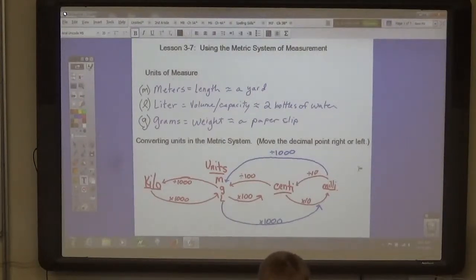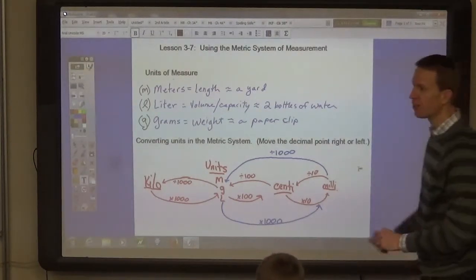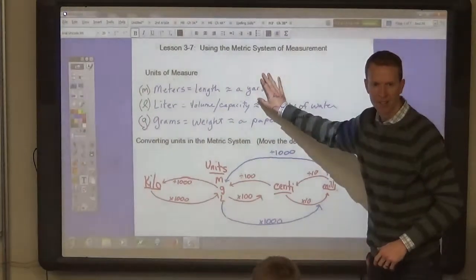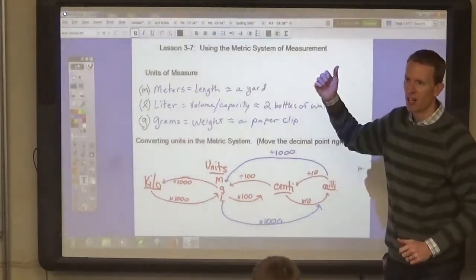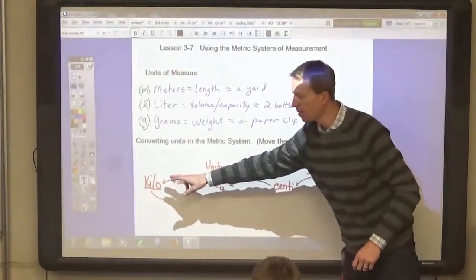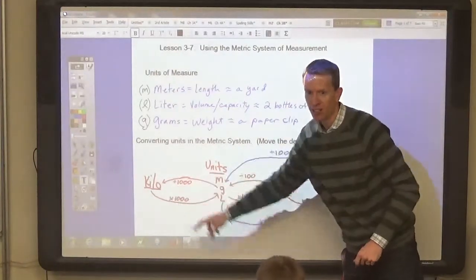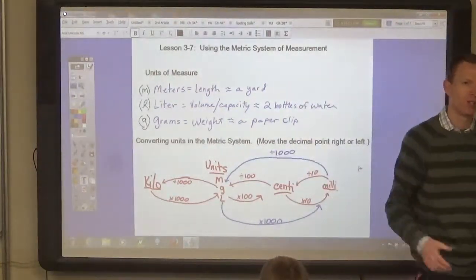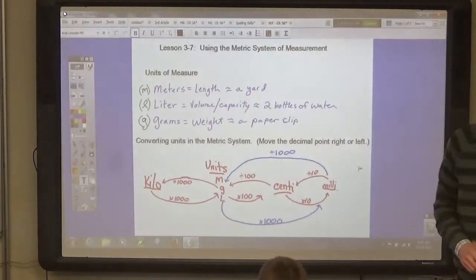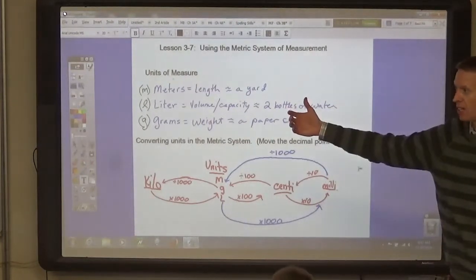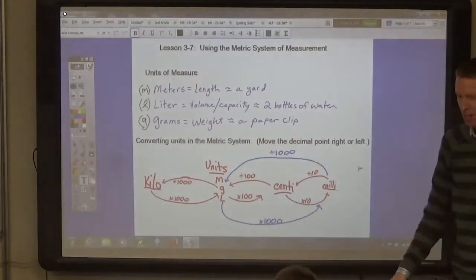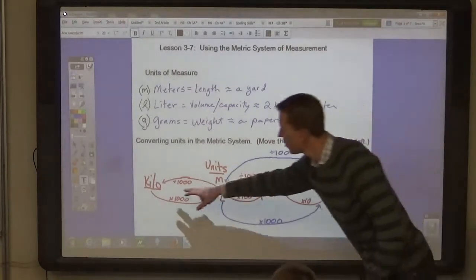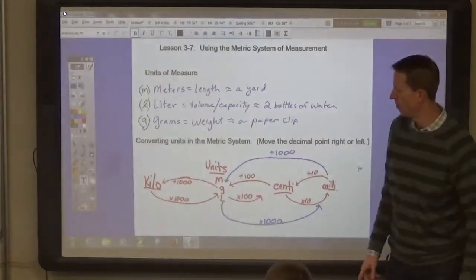Seventh graders, lesson 3.7 is about the metric system of measurement. The metric system is based on powers of 10. So there's 1,000 liters in a kiloliter, or maybe I should use length. There's 1,000 meters in a kilometer. The prefix kilo means 1,000.